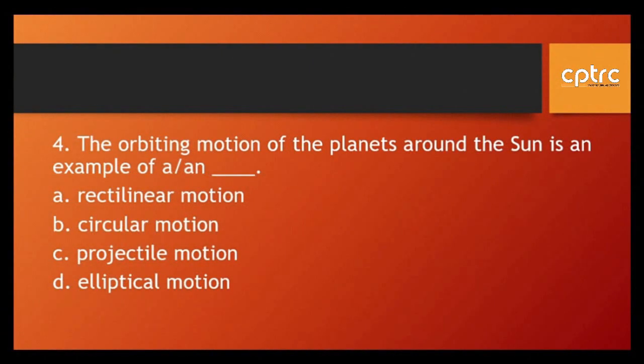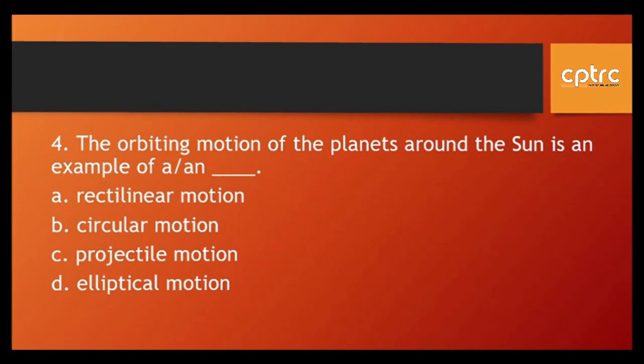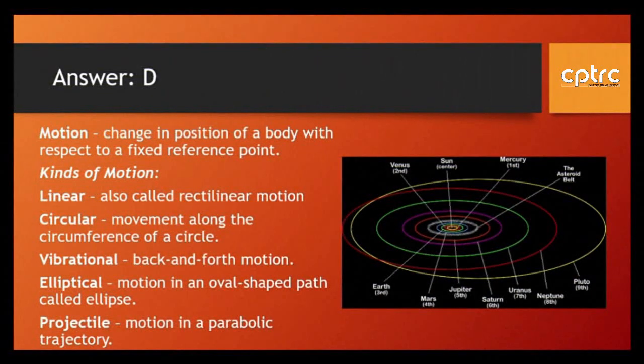Number four, the orbiting motion of the planets around the sun is an example of A, and the answer is letter D. When you say motion, it is a change in position of a body with respect to a fixed reference point, which can be classified as linear, also called rectilinear motion, circular, movement along the circumference of a circle, vibrational, the back and forth motion, elliptical, motion in an oval-shaped path called ellipse. An example of this is the orbit of the planets in the solar system. Lastly, projectile, motion in a parabolic trajectory.